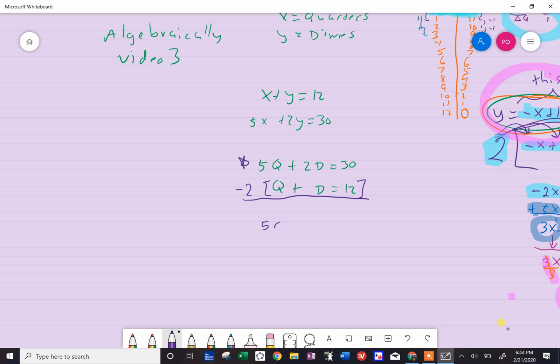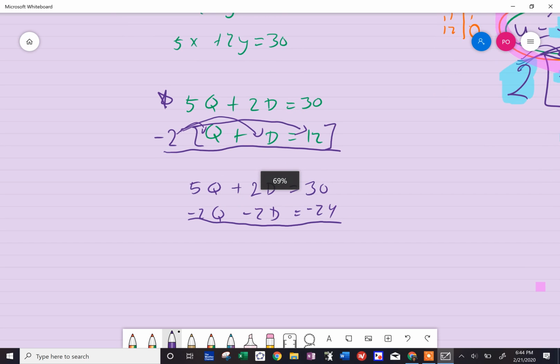The first thing I do is I rewrite my top equation. 5 quarters plus 2 dimes equals 30. Now, I have to distribute. -2 times q is -2q. -2 times d is -2d. And -2 times 12 is -24. By the way, this is really, really good math. I really enjoy this stuff.